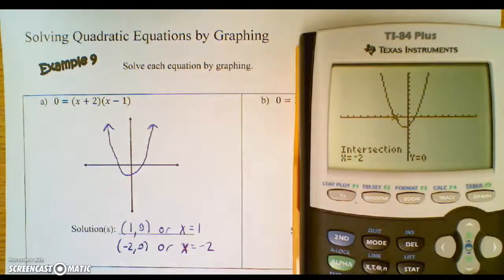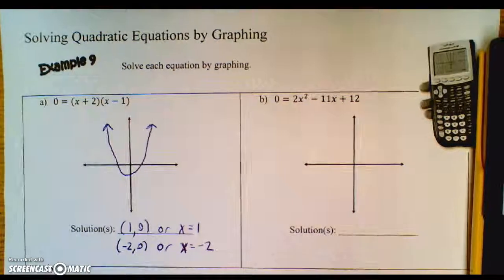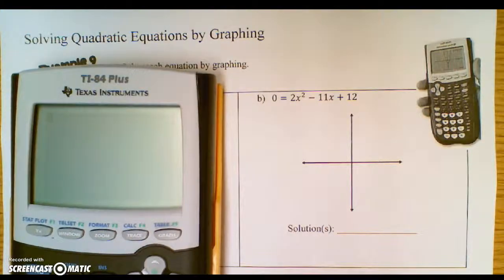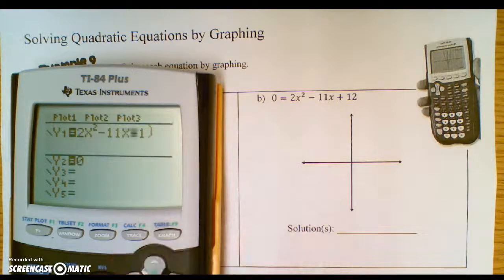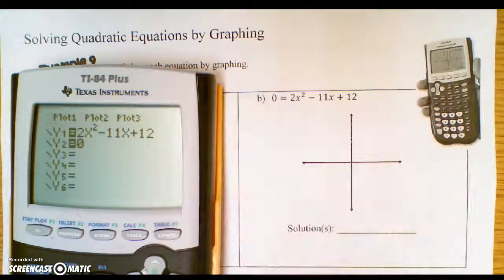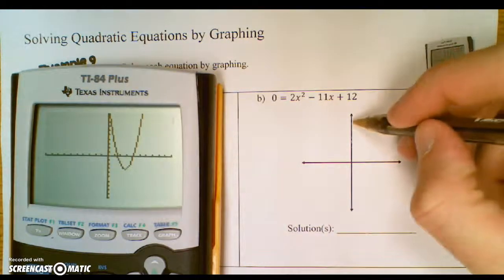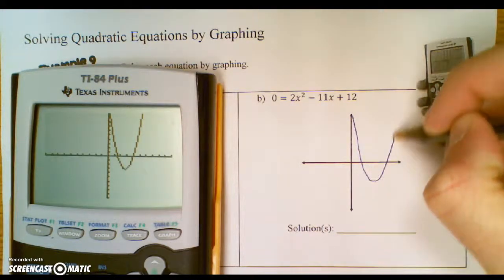Alright, so let's try the next one. Here I have this equation, and I'm looking for the solutions. So I'm going to hit y equals, type in my equation, 2x squared minus 11x plus 12, and then 0 again because it happens to equal 0. Hit graph. So it looks like this one is happening over here somewhere.